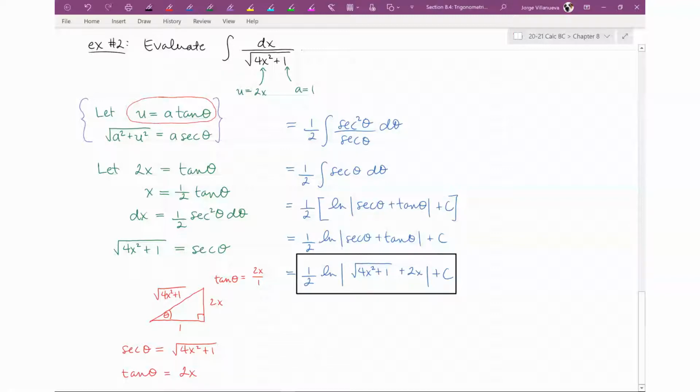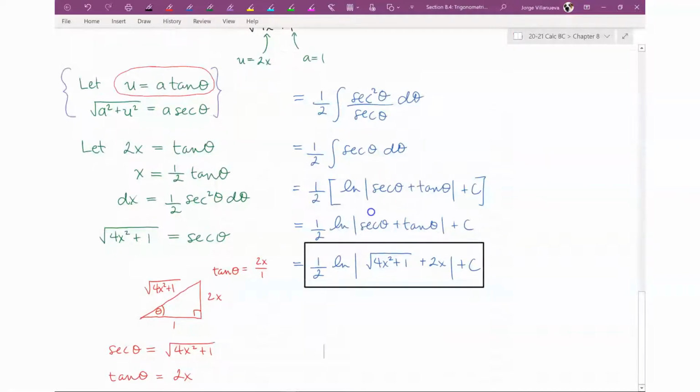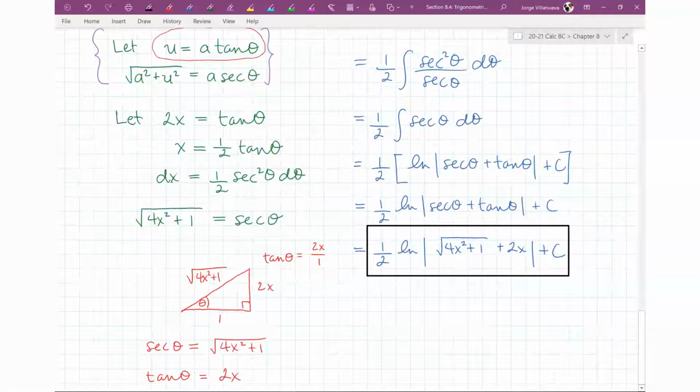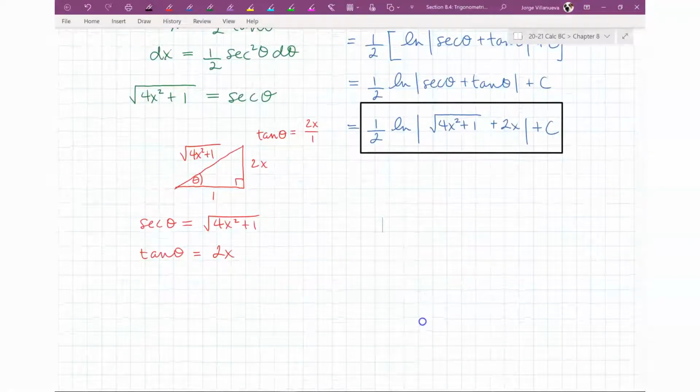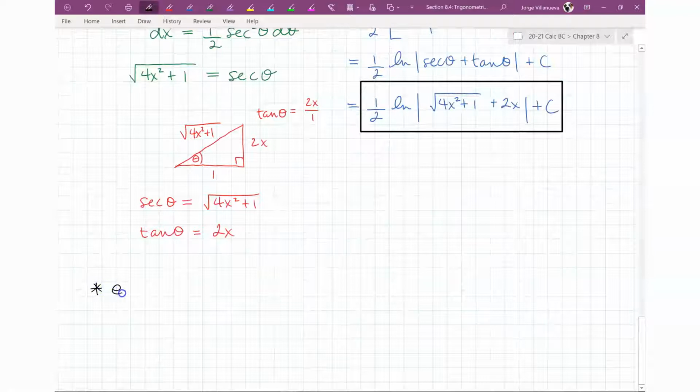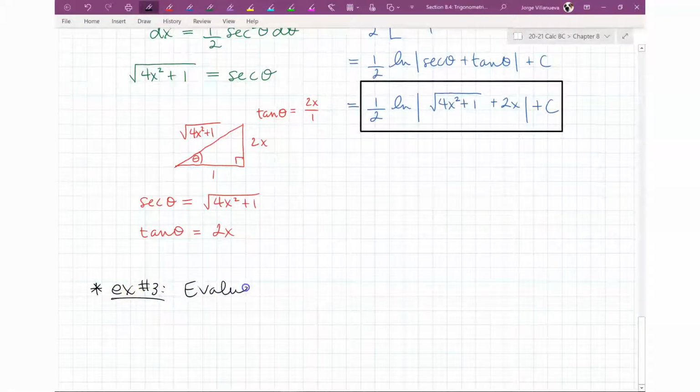All right, so we're going to do another example that's going to look very similar to example 2, just that I'm going to change what's happening with the square root. So example number 3. We're going to evaluate the integral of x squared plus 1 to the 3 halves dx.